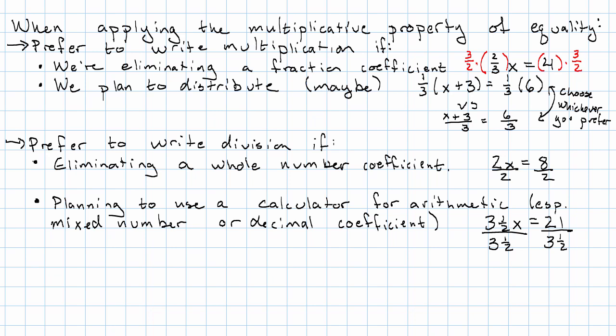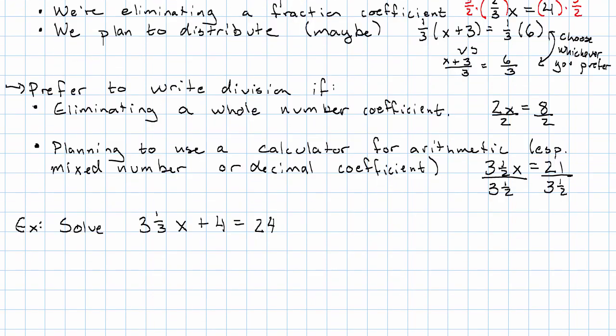Let's see how we would write this, then, in the process of solving a two-step equation. Suppose we want to solve 3 1/3 x plus 4 equals 24. We would eliminate the 4 first by adding -4 to both sides, leaving us just 3 1/3 x on the left. 24 minus 4 is 20. And now we would write divide both sides by 3 1/3. 3 1/3 divided by 3 1/3 equals 1, is what we're thinking here.